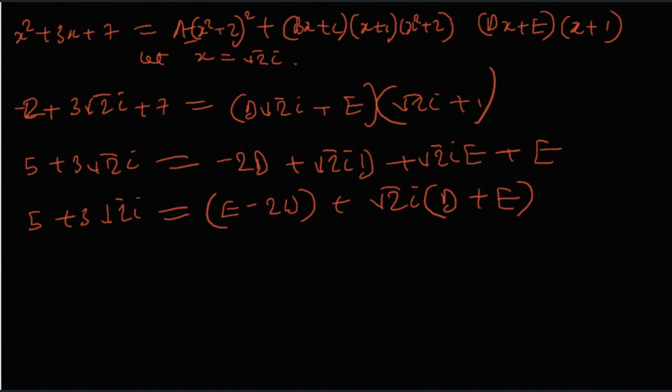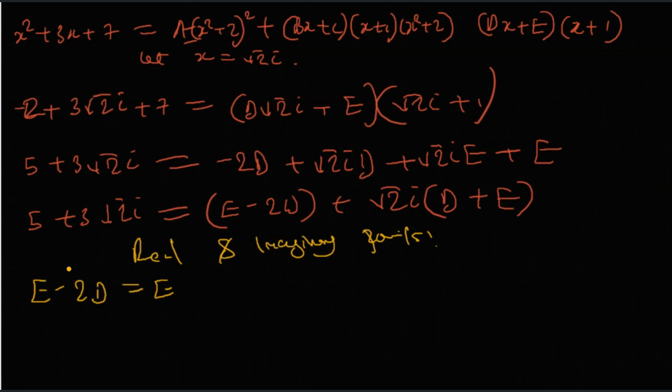Now we're going to compare the real and imaginary parts of these two expressions. Once that comparison is made, we are going to have that E minus 2D is equal to 5, because the real part of the left hand side is 5, and then D plus E will be 3.